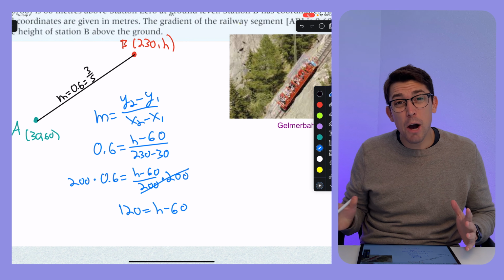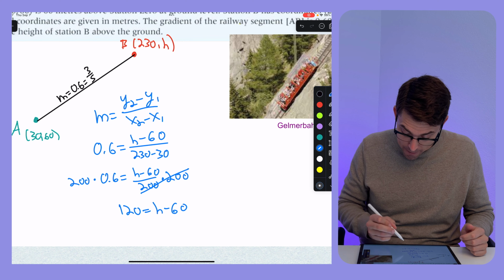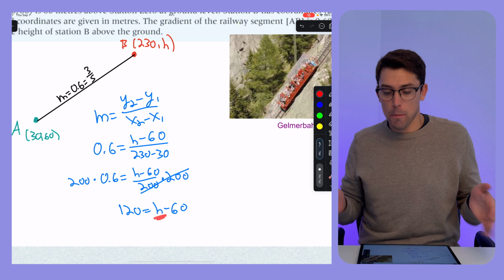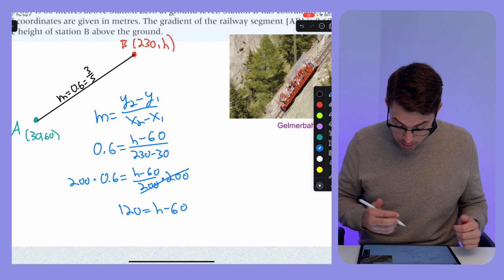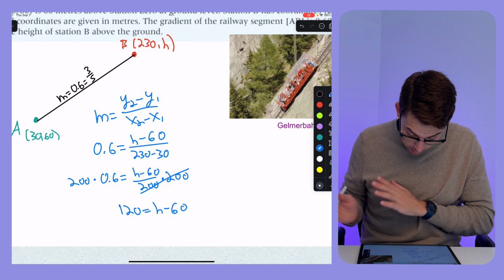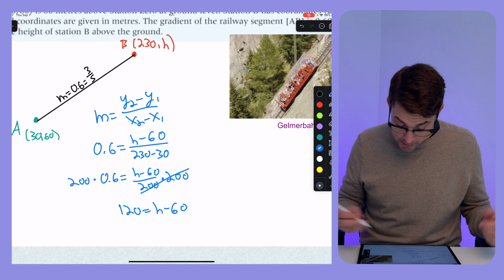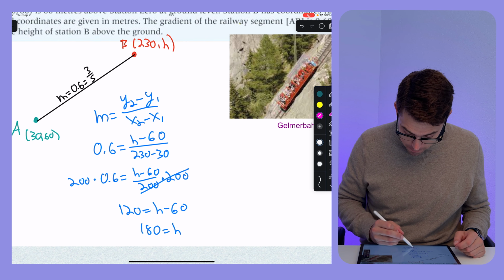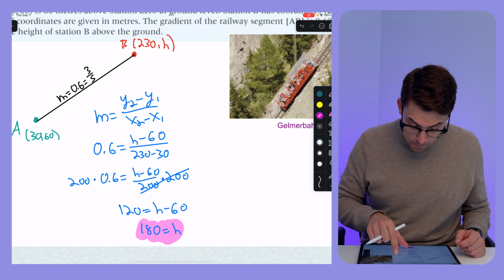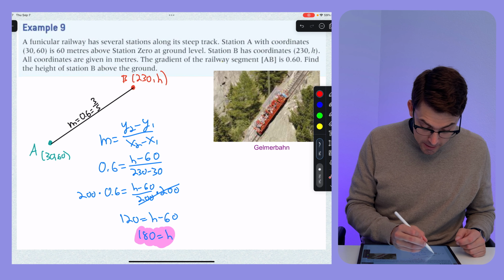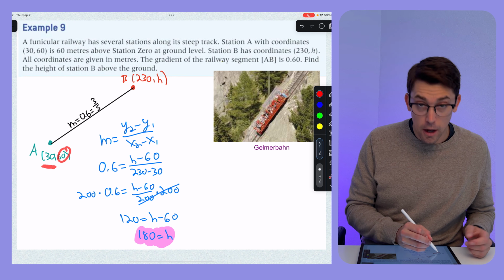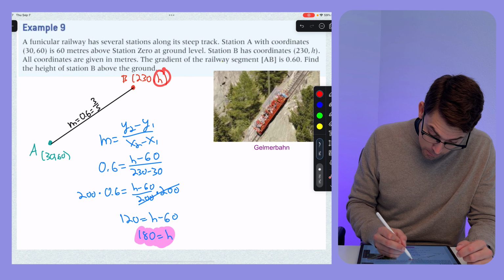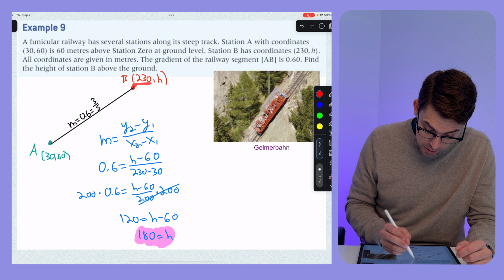Now I'm going to add 60 to each side because I have this negative 60 lingering over here, which is what's stopping me from keeping h all by itself. This would cancel out over here, and I'd have 120 plus 60, giving me 180. That is going to be my final height. So what that means is that at a height of 60, this is at 30 on whatever coordinate system they laid it on, and when I bring the height up to 180, I'm going to have 230.